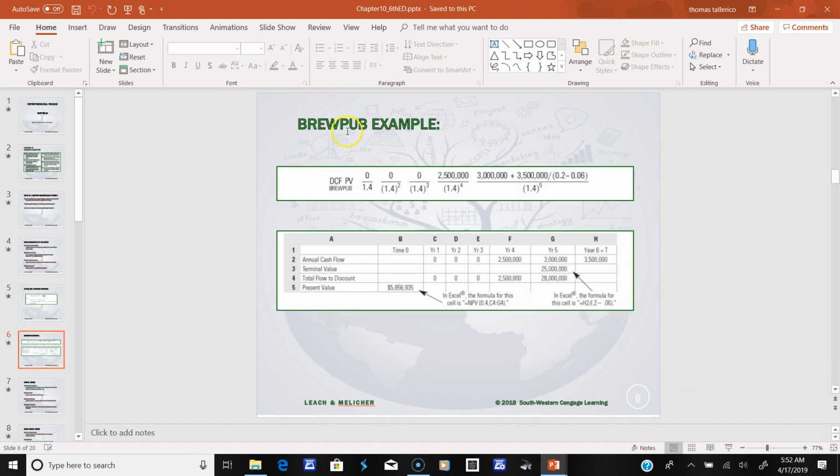So here's that brew pub example I was talking about. We have this brew pub example here, and here's the discounted cash flow done in each year. And here are the numbers. They're not making any money. There's no cash flow, as you notice, in the first 3 years. And then in year 4, they bring in $2.5 million. So the question is, what is the present value at this point of this cash flow? And when using Excel, you find out the company has a present value here of around $5.8 million.